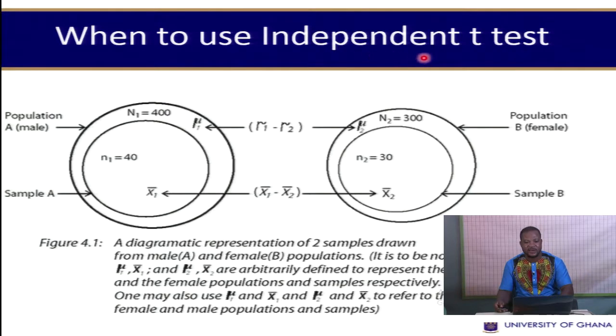Remember, the name is independent. The two should be different. The two should not be related. They shouldn't have anything in common. You belong to a different group, I belong to a different group. So comparing the performance of Christians and Muslims, two different groups, there shouldn't be anything in common, or males and females. Comparing the performance of students that are residents in Commonwealth Hall and students that are residents in Legon Hall, two different groups. There's nothing that is relating the two together. These are the instances where we perform the independent t-test.